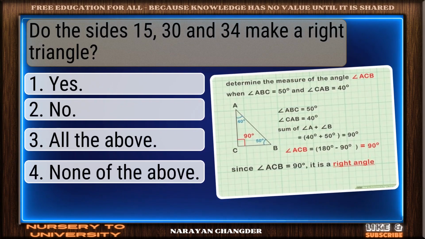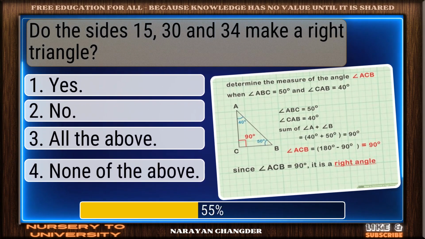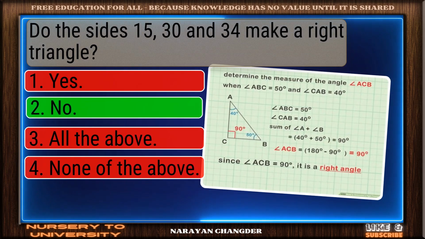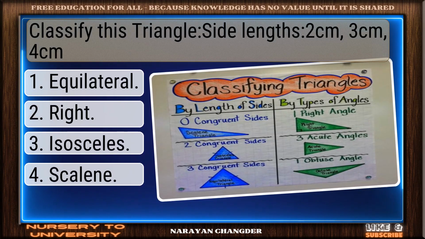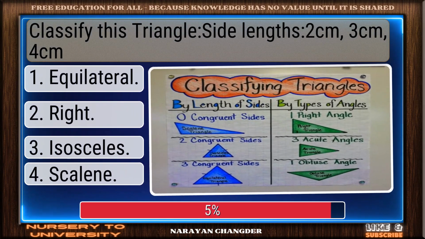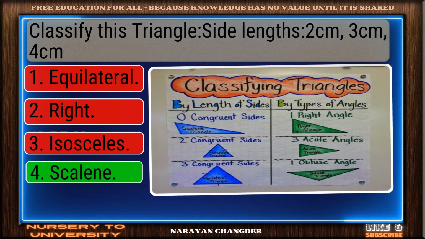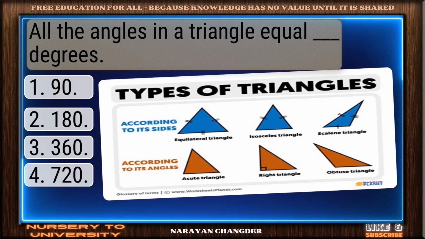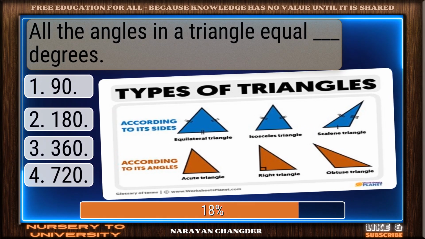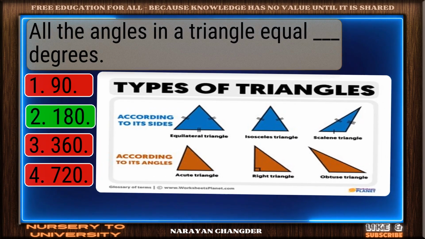Question number 132. Do the sides 15, 30, and 34 make a right triangle? You're right. No is the correct answer. Question number 133. Classify this triangle side lengths: 2 cm, 3 cm, 4 cm. Strong choice. Scalene is the right answer. Question number 134. All the angles in a triangle equal dash degrees. Smart pick. 180 is the correct choice.